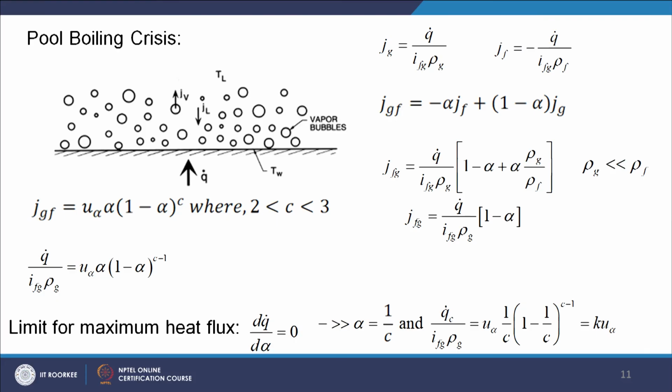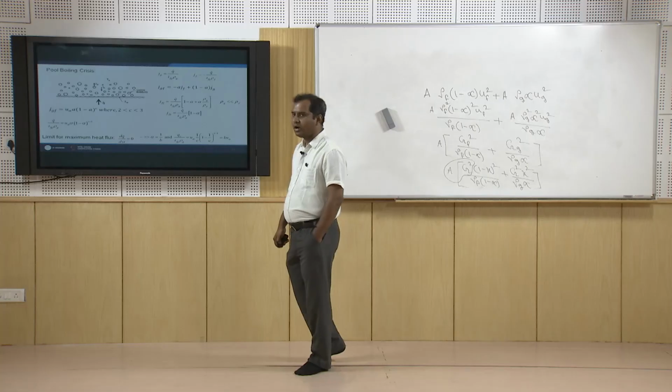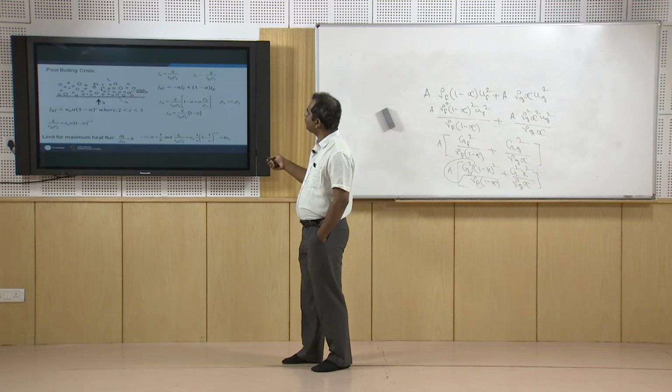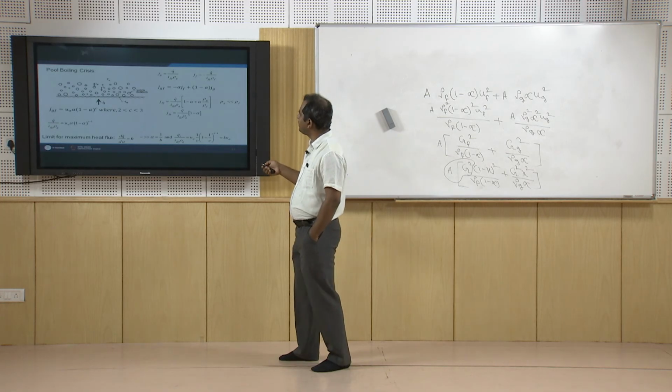Now, we know that Jg can be written as q dot by Ifg, which is nothing but latent heat, into rho g. Similarly, Jf can be written as minus of q dot by Ifg into rho f, because these two do not have similar magnitude as well as direction. Okay, now we know this equation already.